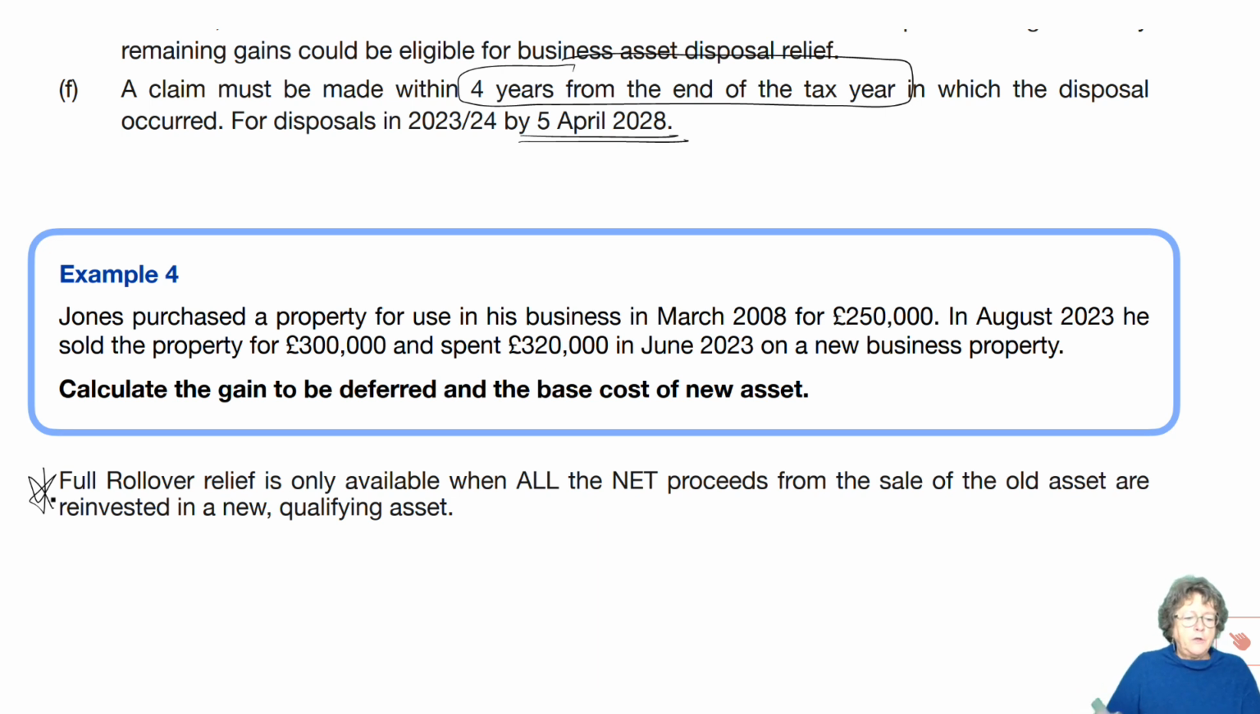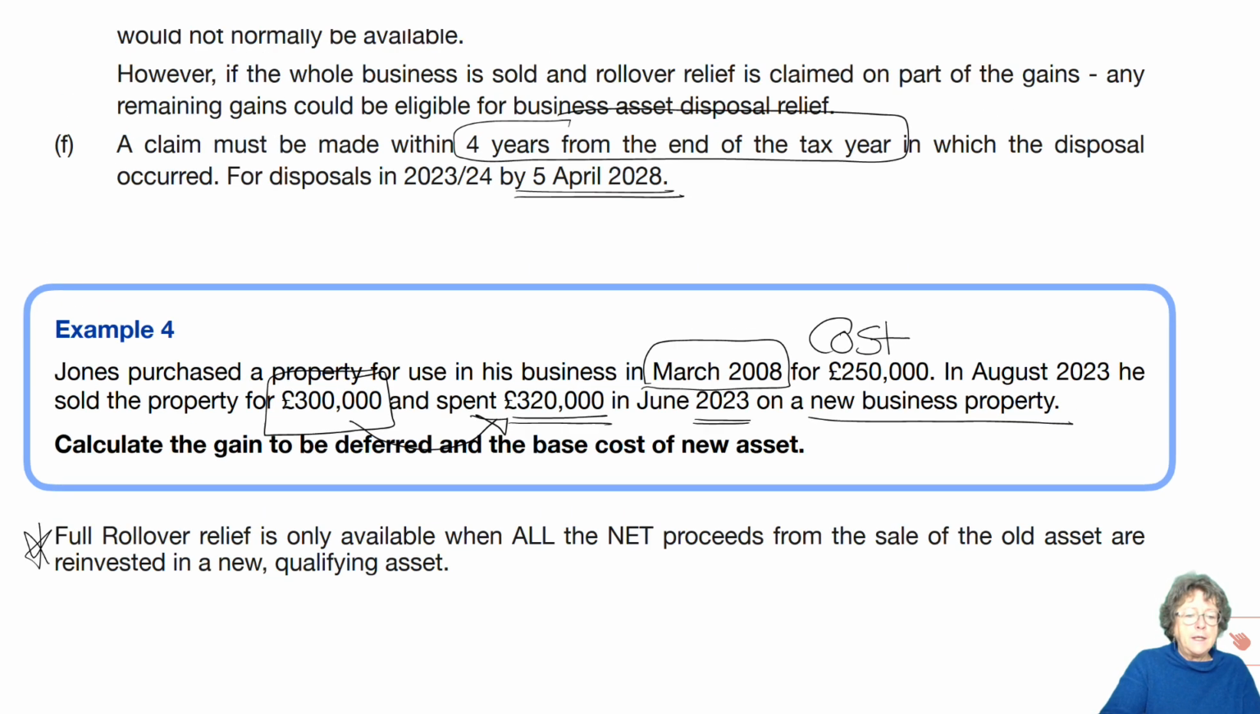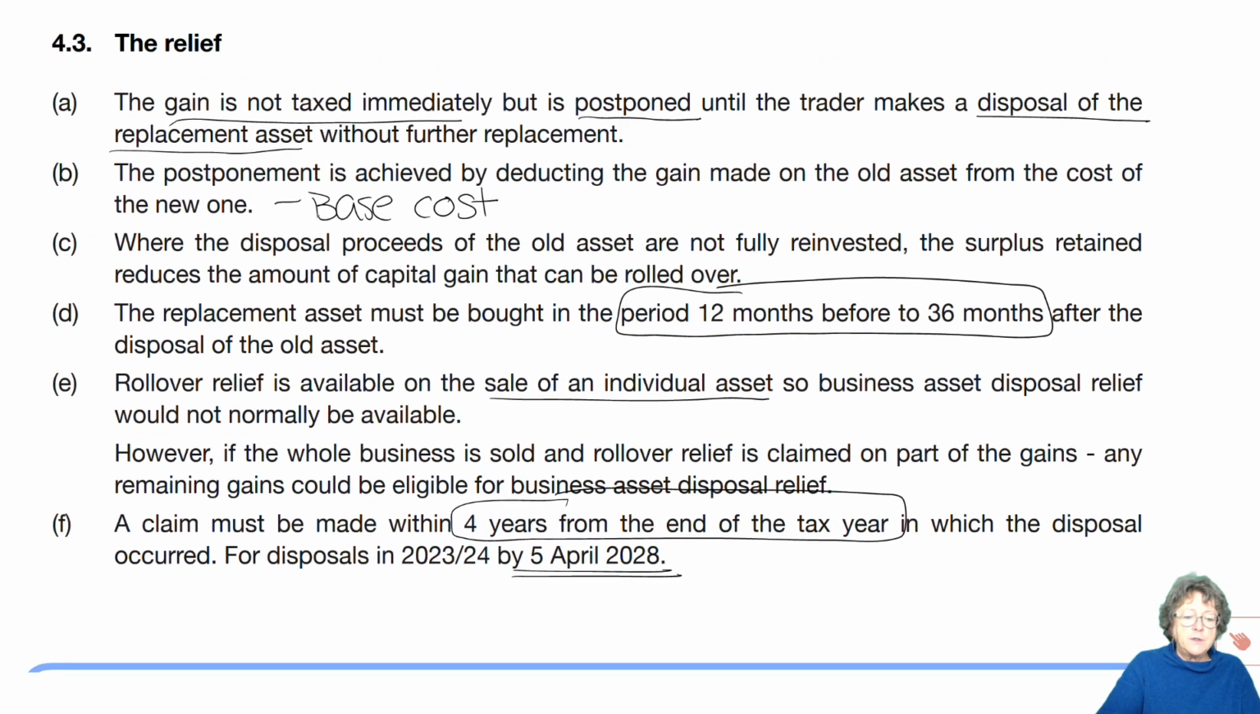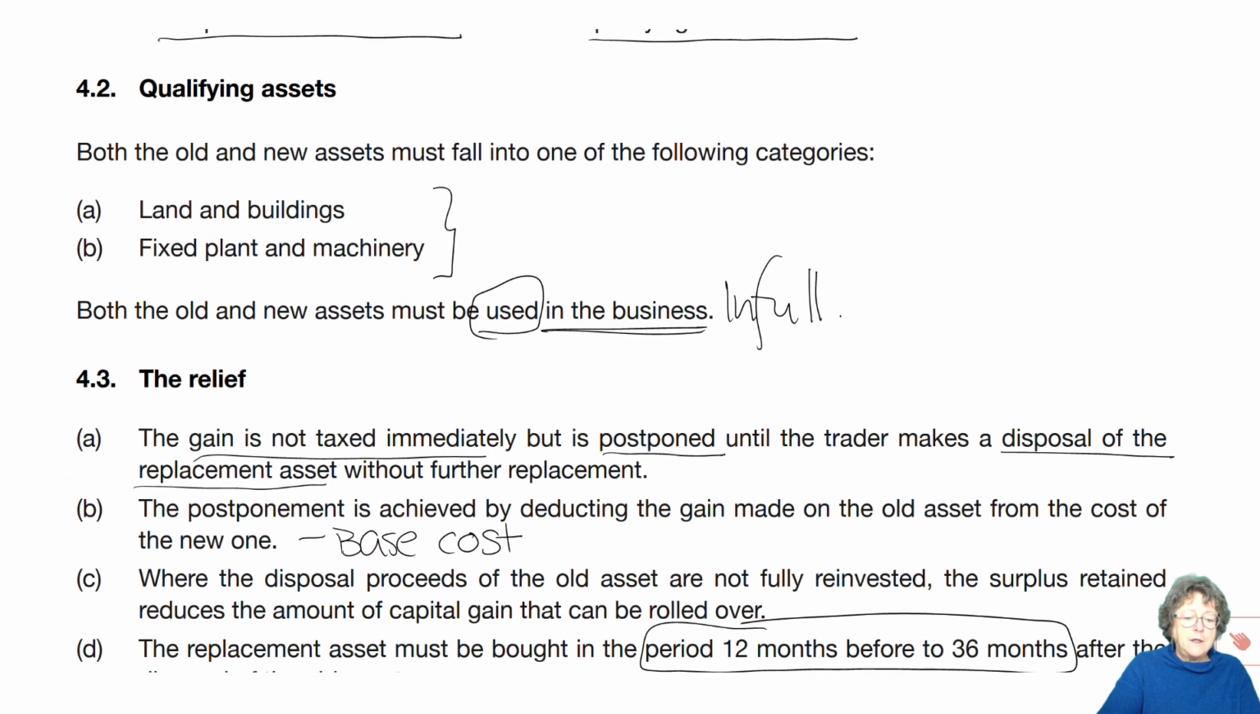So Jones bought a property to use in his business in March 2008. That was the cost of that business. In August 23, he sold it for $300,000. So it was a business asset. We know what the cost is. Now, he reinvested all the proceeds in June 23 in a new business property. It fulfills the obligations. It is a business asset. They're both used in the business.